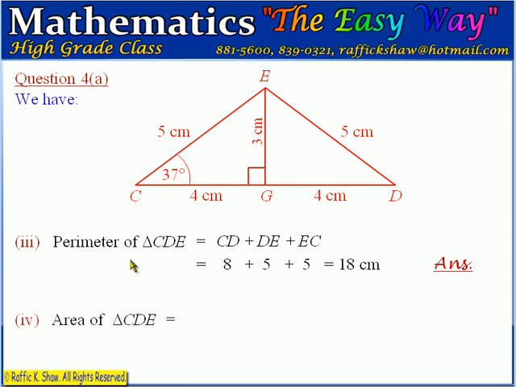Part 4 now wants us to calculate the area of the triangle. Now, since we have the perpendicular height is 3, and we also know that the base is 8 centimeters, we can use that basic formula for the area of a triangle: half base times height. So the area of this triangle will be half the base, which is CD, multiplied by the height, which is GE. And so we can calculate the area of that triangle quite quickly. Half 8 multiplied by 3, and that result is 12 centimeters squared. And that's the answer for part 4 of question 4A.